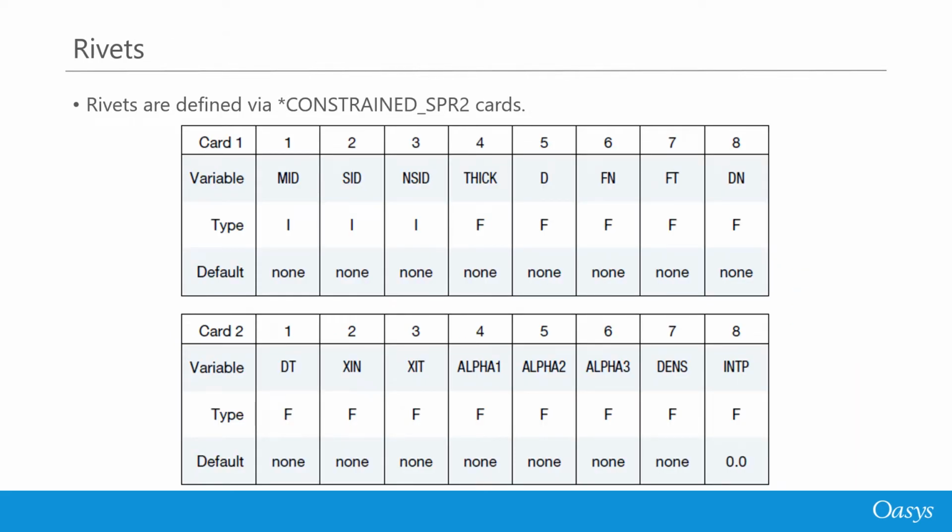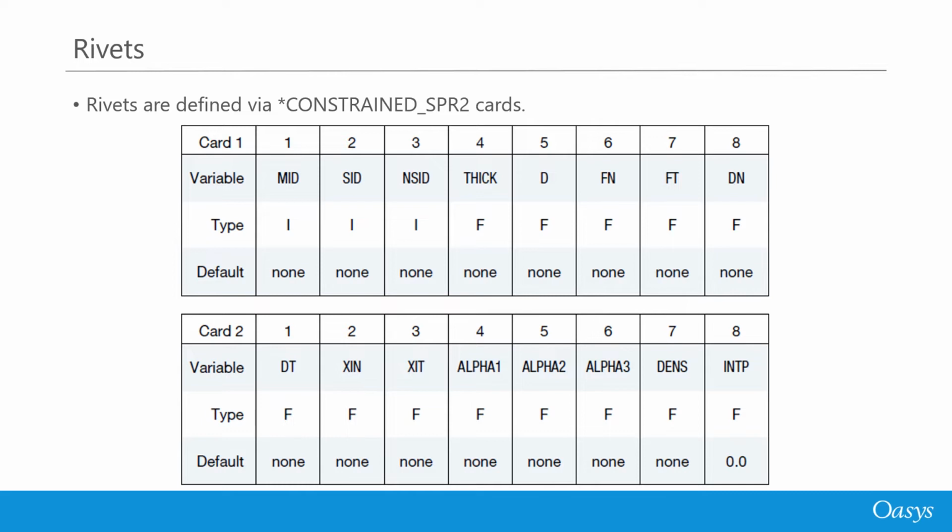Rivets are defined slightly differently to other connection types in LS-DYNA. They are defined through the constrained SPR2 card, which can be seen here. Rather than defining the actual geometry in terms of solids and beams as you would for a spot weld, say, rivets are defined just through a location in space via the node set ID field, NSID, and the other parameters listed in this card. Since they are defined through a node set, many rivets can be defined on one card.